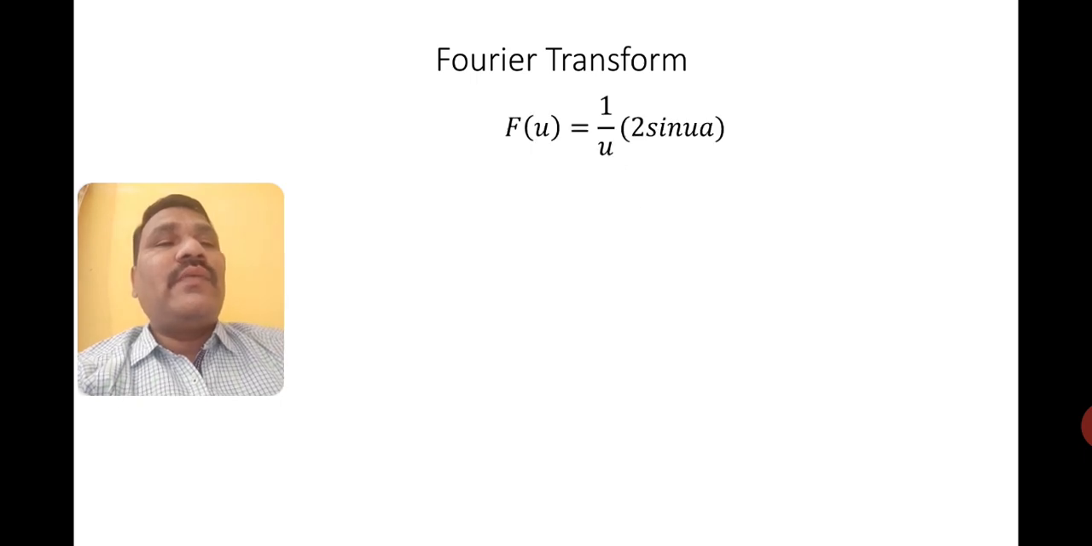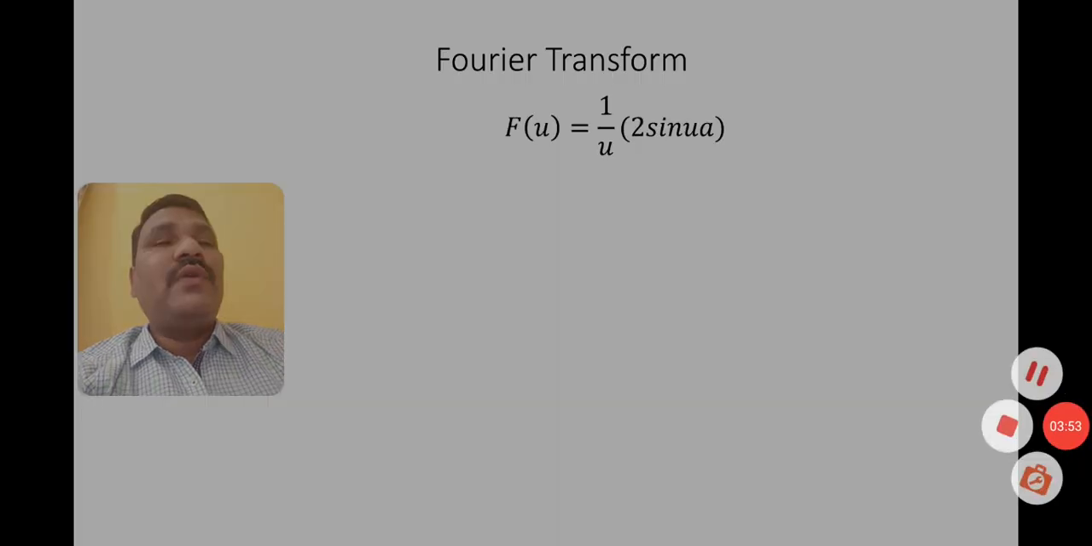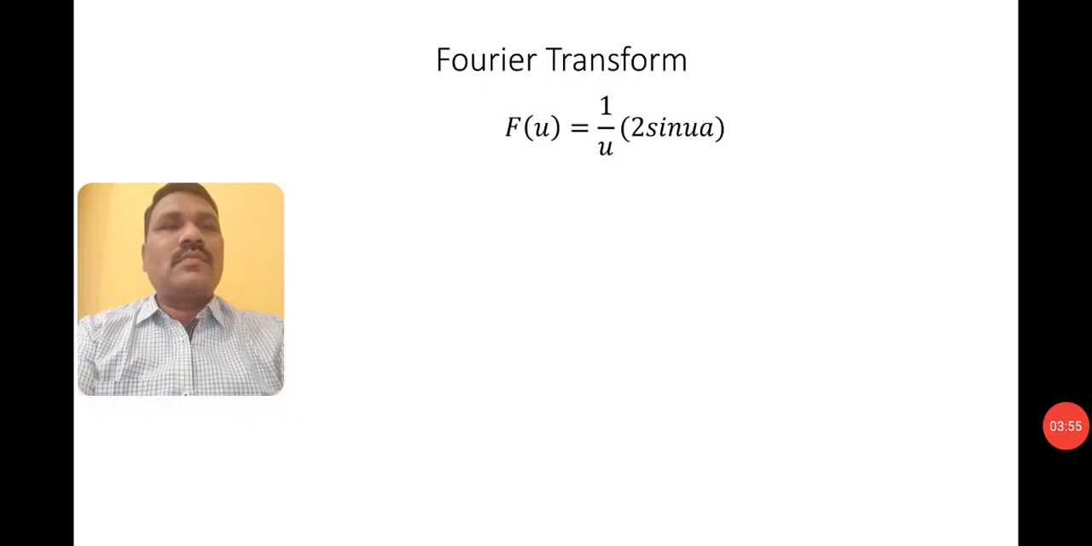So what is the result we will have here? F of u is equal to 2 by u sin ua.